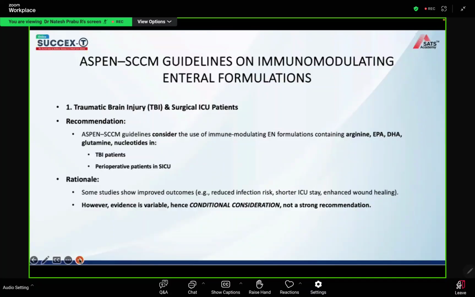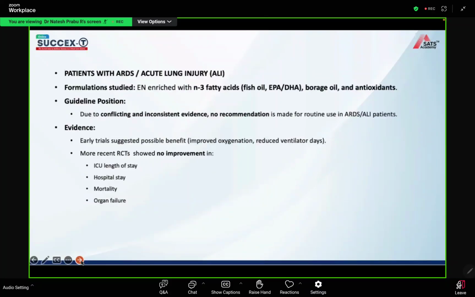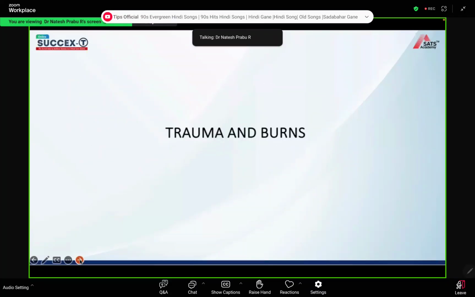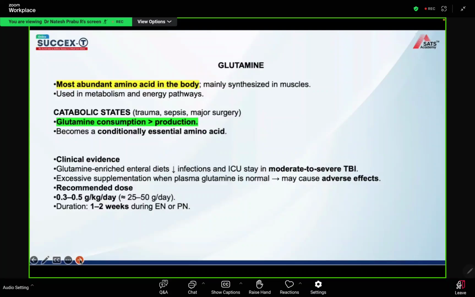Formulations containing arginine can be used. Strong recommendations are there in patients with ARDS, but the guidelines' position is inconsistent and currently not made for the use. So all the evidence which improve levels and mortality and organ failures. So in a subset of patients of trauma and burns, the use of glutamine and arginine is considered.